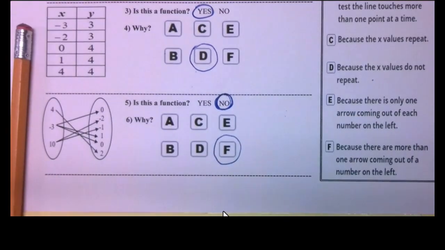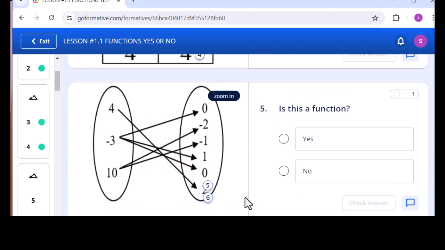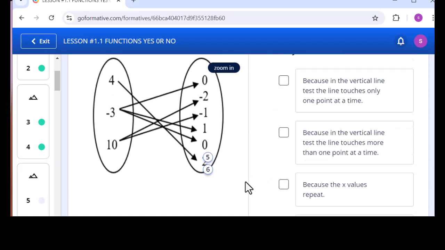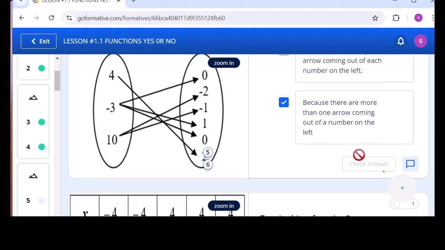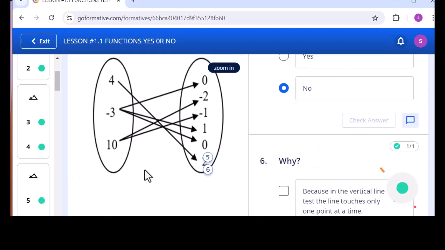And again, you go to your Go Formative and you try it. Okay, so the answer is no, and the final answer is that. Then you press check your answer, and we see that we got it right.